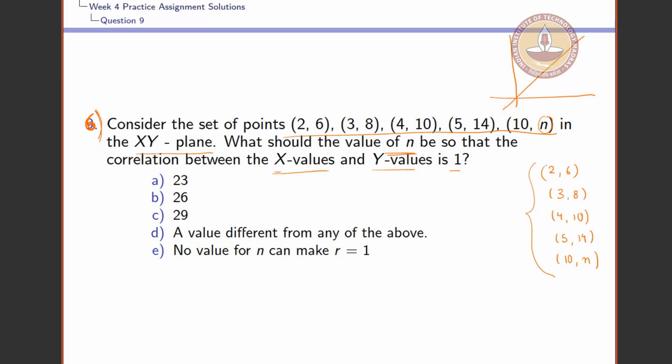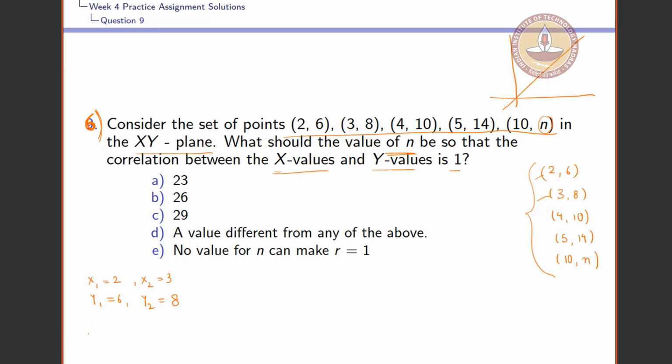So let's take 2 points from here. Let's take (2, 6) and (3, 8). In order to get the correlation coefficient to be equal to 1, all the points should lie on a straight line. So let's find an equation for a straight line here. We have 2 points, say x1 to be 2, x2 to be 3, y1 to be 6 and y2 to be 8. So what is the equation of line?